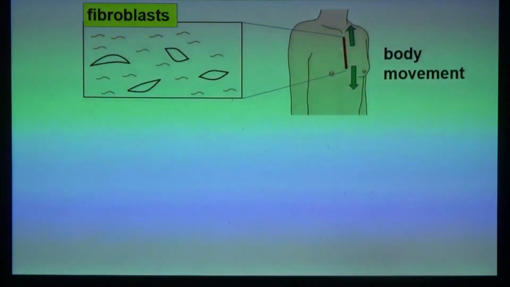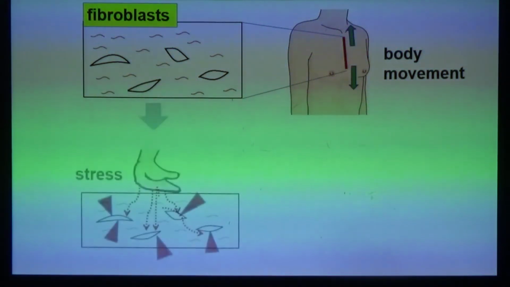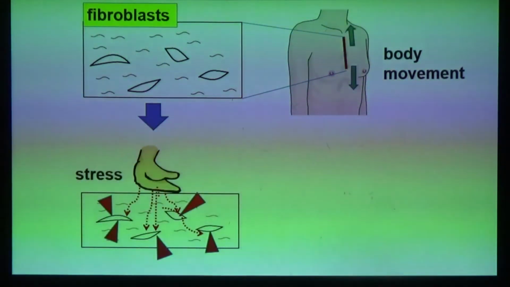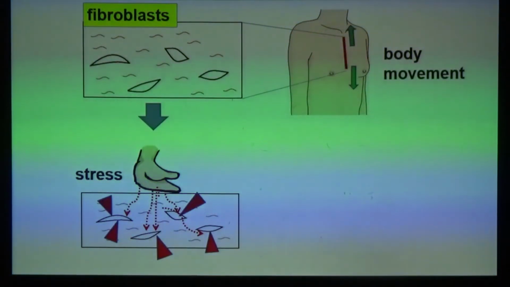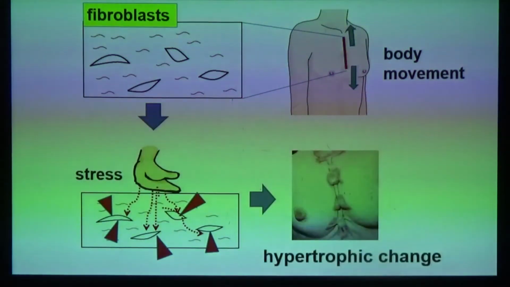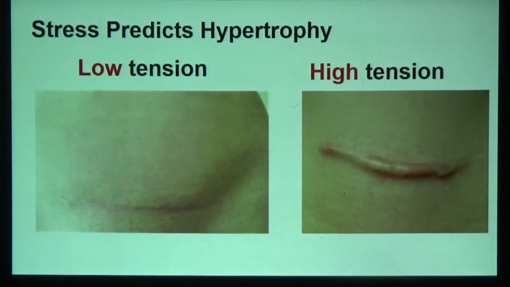Here, we focus on the relationship between stress and hypertrophic change of scars. When the body moves, fibroblasts inside or around the scar are mechanically stimulated, activated, and produce collagen. The collagen accumulates and presents hypertrophy. Therefore, by evaluating stress distribution patterns, we should be able to predict how a scar will grow. When high tension works on the scar, it gradually presents hypertrophy. Based on this principle, we performed an experiment.